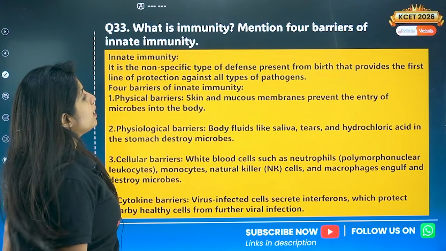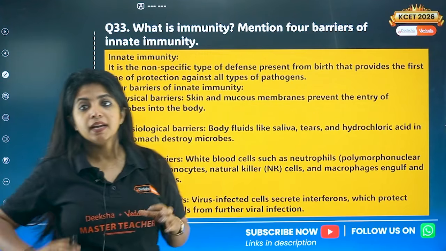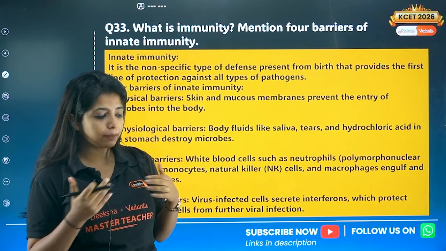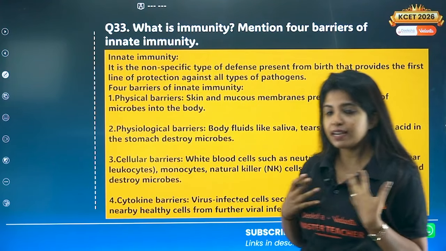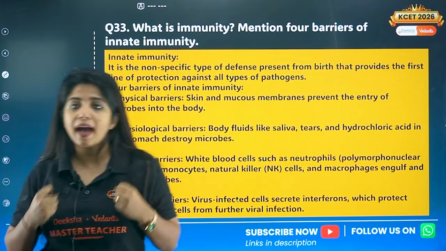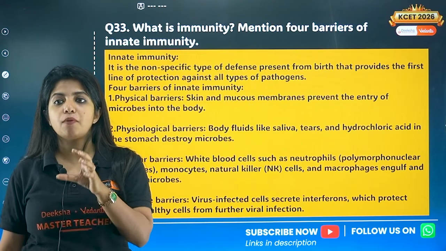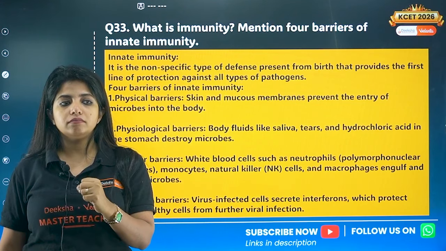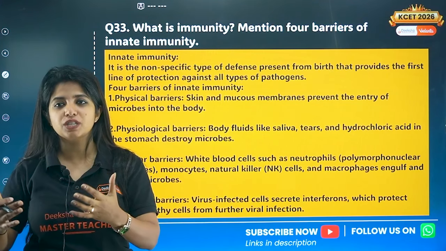Okay. Now, what is immunity? Mention the 4 barriers of innate immunity. What do you mean by immunity? Immunity is a process that protects us from any diseases. Any diseases out there, it is going to act like a barrier. Now, what is innate immunity? Innate immunity is a type of defense mechanism that we have, which is a non-specific type of defense.